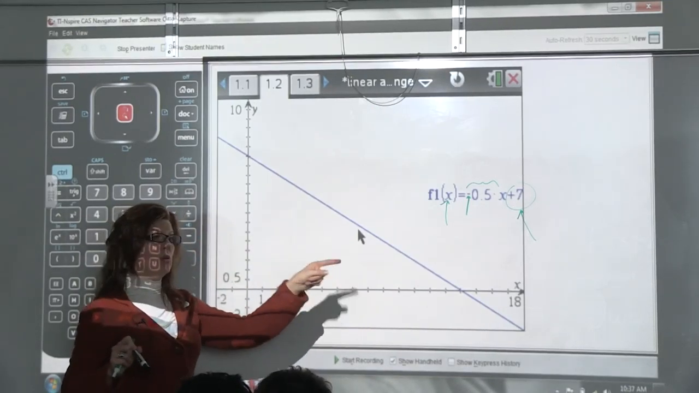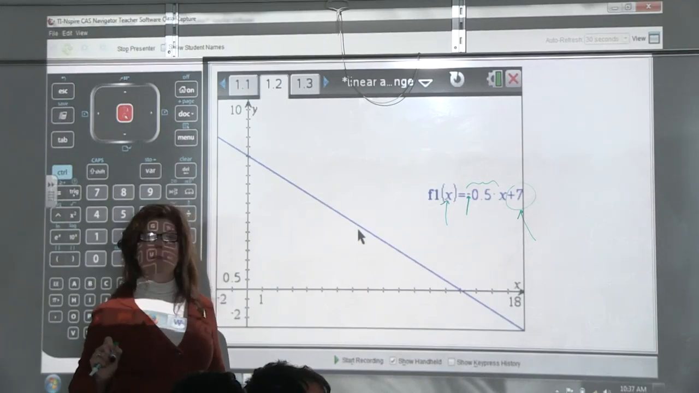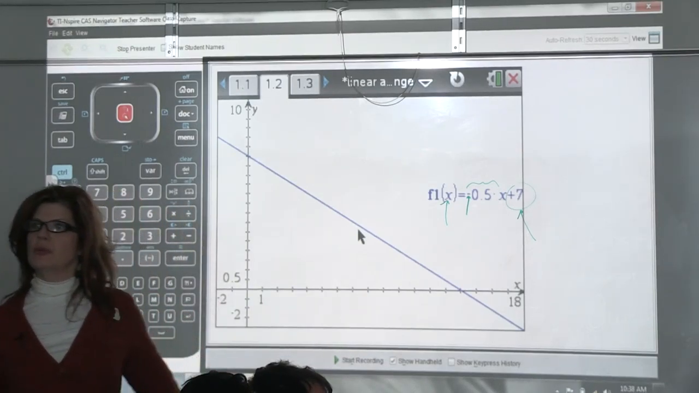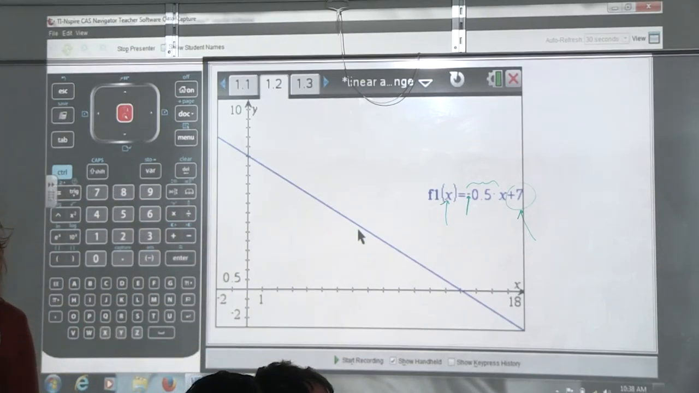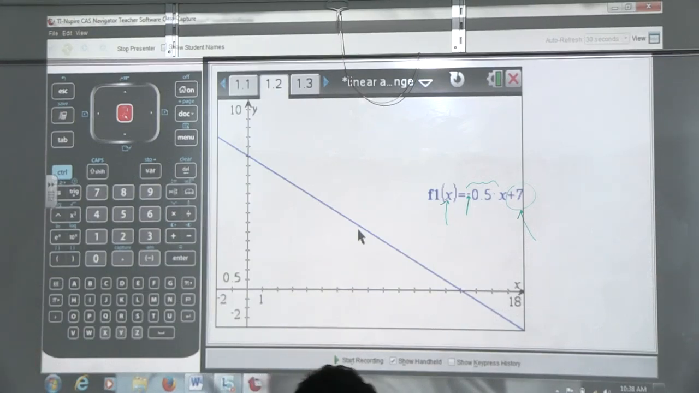So what might be a good story to go with Joe's linear function? What might this represent? Just be creative.